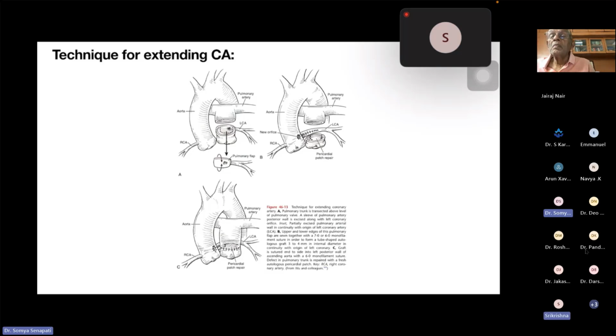In figure C, you can see the graft is sutured end to side into the left posterior wall of the ascending aorta with the use of 6-0 or 7-0 suture. And the defect of the PA is repaired with a fresh autologous pericardial patch.